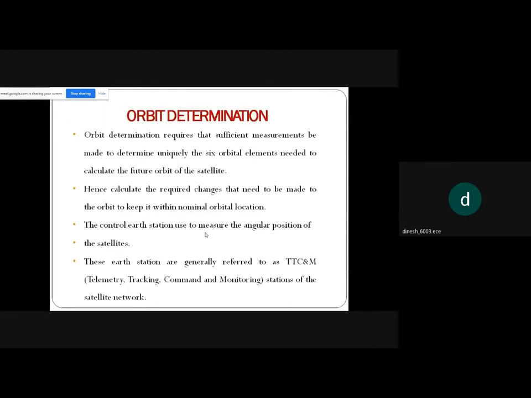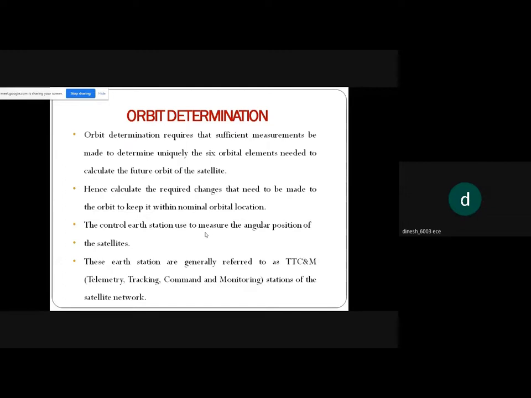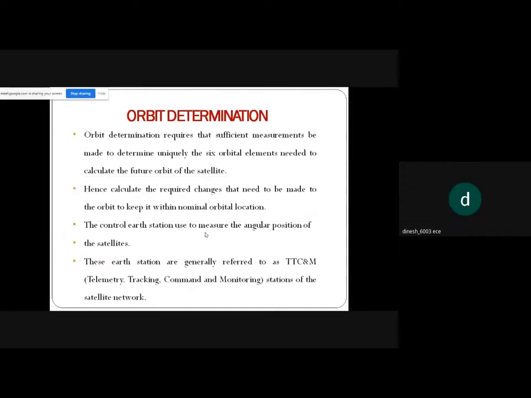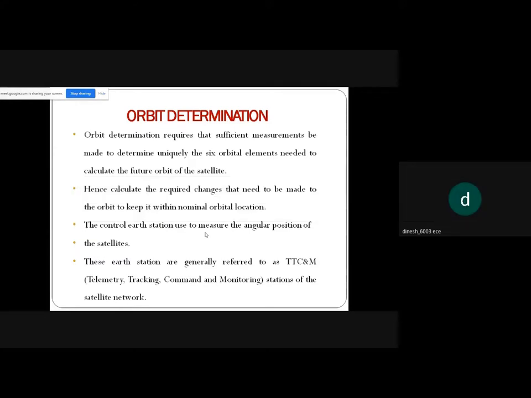So the next topic is orbit determination. Orbit determination requires that sufficient measurements be done to determine the six orbital elements. So there are six orbital elements which are to be determined such that the appropriate placing of satellites in space, as well as better and efficient communication, can be reliable. So this calculation is needed in order to have a nominal orbital location. So the control earth station is used to measure the angular position of the satellites.